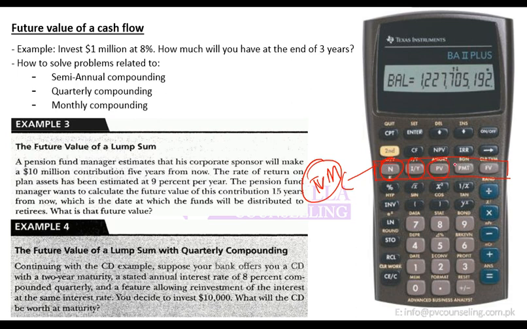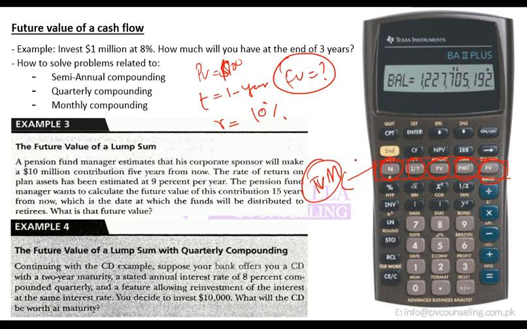PV is present value. PMT is payment, which we will use later. FV is future value. So if you are told that present value is $100, the number of time periods is, for example, 1 year, and the interest rate is, for example, 10%, and you have to calculate future value, how do you actually calculate future value? You input these three numbers into your calculator and compute future value.